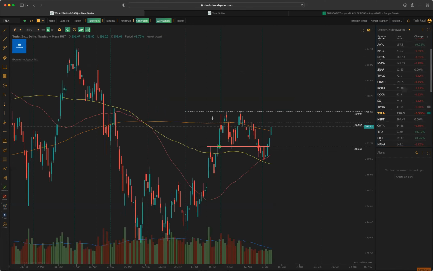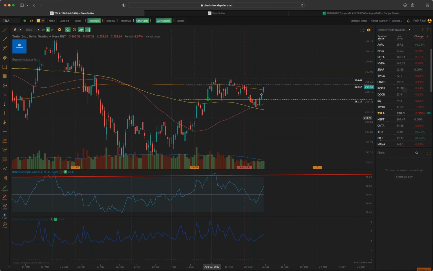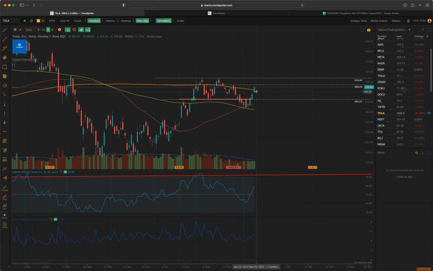Tesla, it's over all the SMAs right now, which is a good sign. The resistance on the upside now is at 303.50. If it manages to get over that, then it can run to 315, over 315, which is recent high. It can start to move towards 325 next.